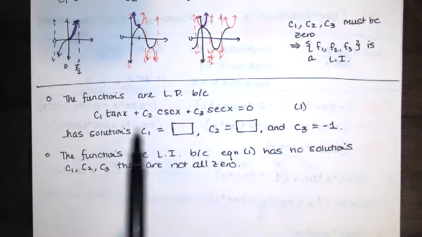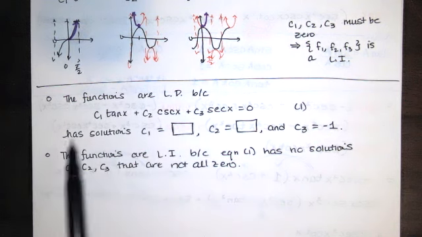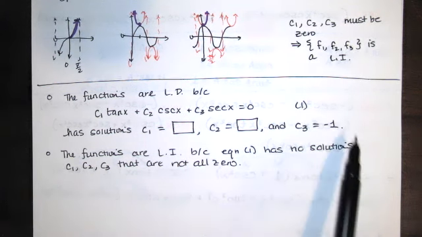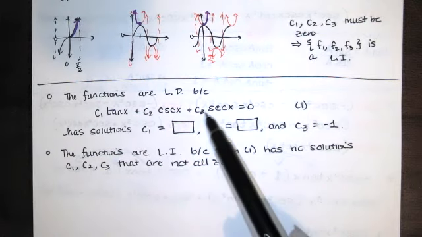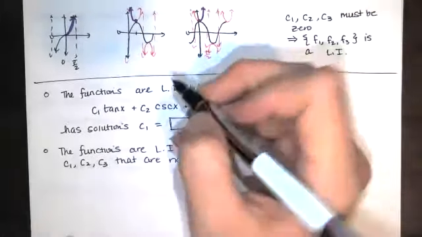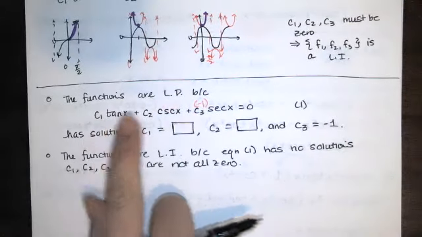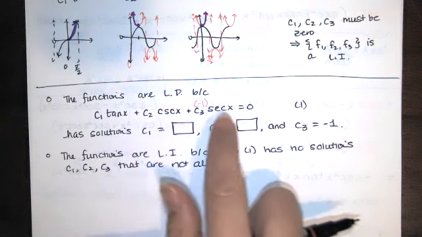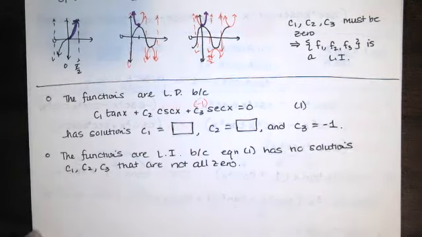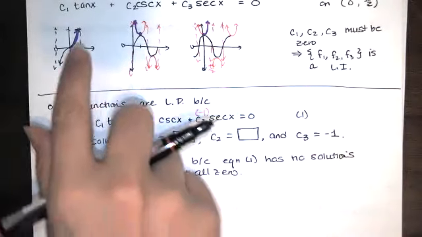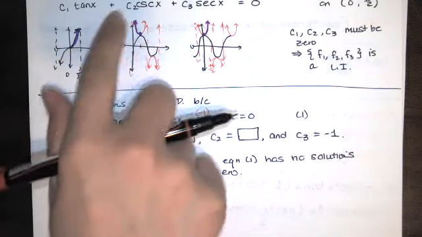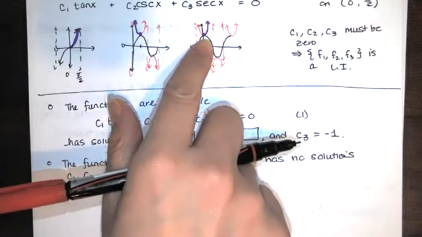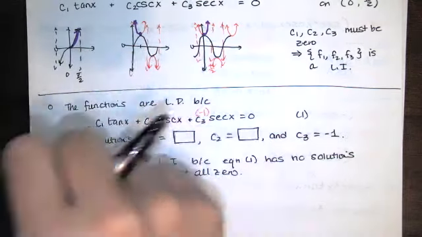They say the functions are linearly dependent because this equation has solutions C1 equals blank, C2 equals blank, and C3 equals -1. So they're actually giving you C3. So they're saying if C3 equals -1, what would C1 and C2 have to be so that C1 times tangent of x plus C2 times cosecant of x equals, if I add this to the other side, secant of x. So again, look at these graphs. You might say, what do I multiply this by and this by so that when I add them together, I get this function? Well, there's no way I can add these two guys together and get that function.